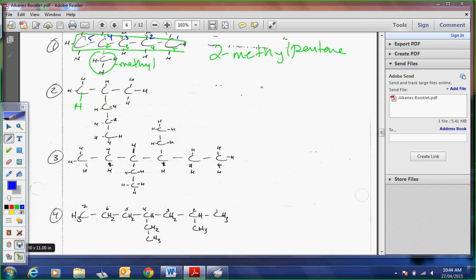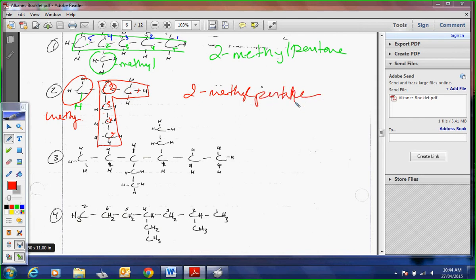For number 2, I am going to have my longest continuous chain go like this. Or yours could have been looking more like a 7. Doesn't matter. You still get the same answer. You've got 1 methyl branch. I could number the carbons 1, 2, 3, 4, 5, or 1, 2, 3, 4, 5. I'm going to number them this way so that the methyl is on carbon 2, which is the lowest number. So therefore it's 2-methylpentane, how many did I have there? 5, pentane.